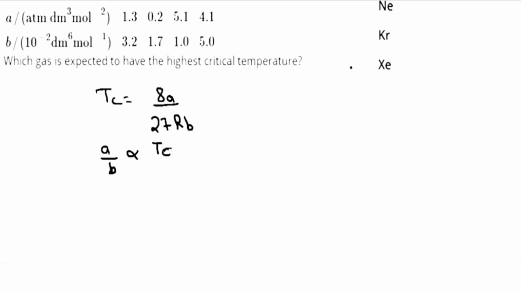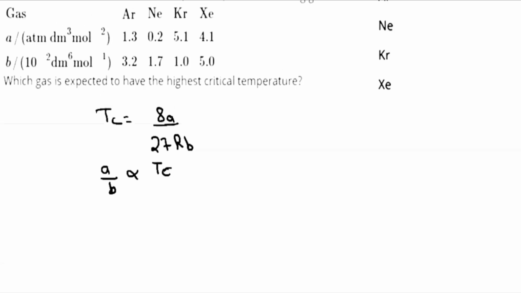So we will work out the A by B value for all the gases here. First of all, we will find it for argon. This is 1.3 divided by 3.2.